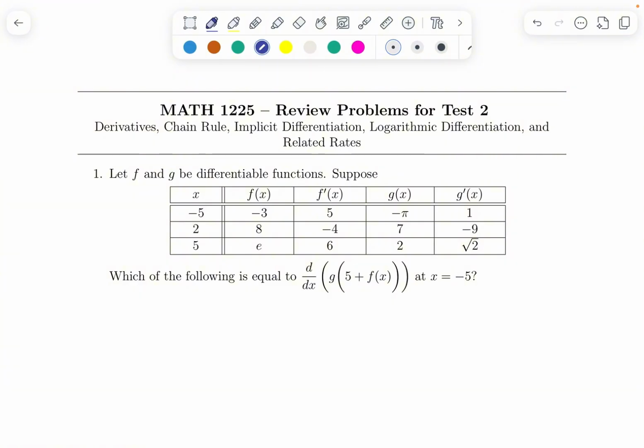I strongly recommend that before watching the solution, you pause the video and try each problem on your own first. Then, compare your work with the solution and identify any mistakes. Let's start with problem 1.